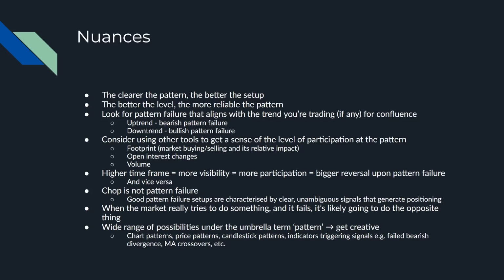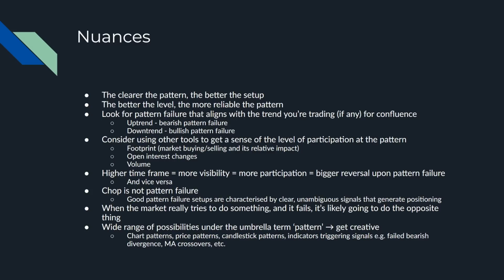There are some trend considerations when thinking about pattern failure. One thing I like to do is to look for pattern failure that aligns with the trend you're trading, if there is one, for confluence. So in an uptrend, I want to see bearish pattern failure for continuation. In a downtrend, I want to see bullish pattern failure for continuation, right?